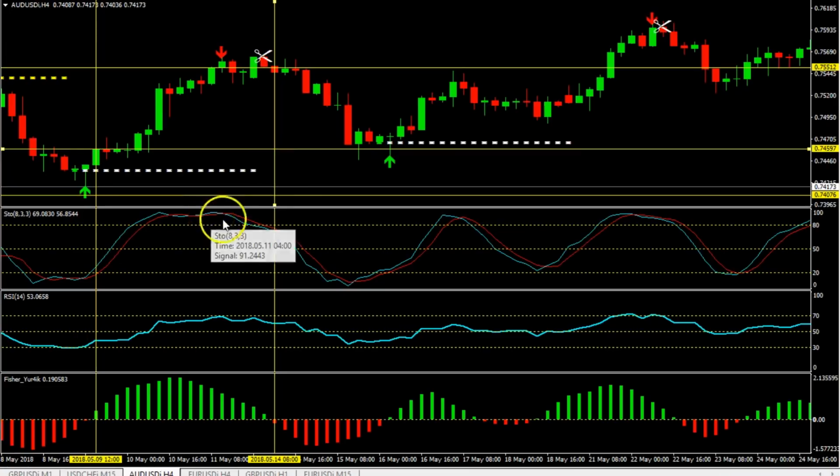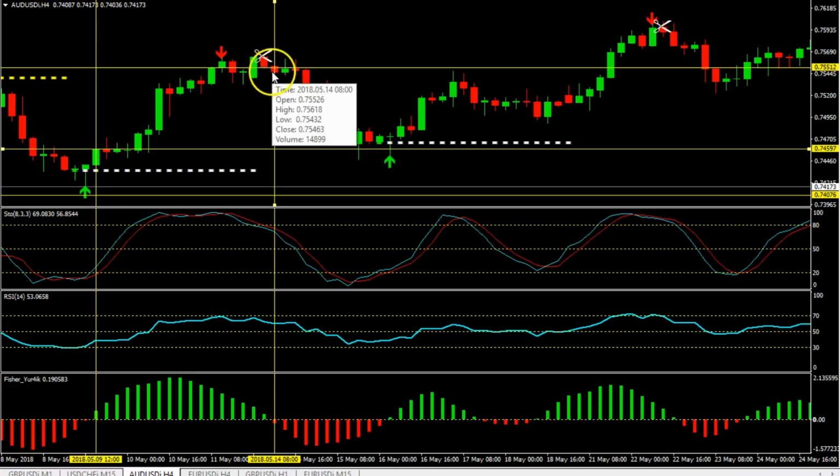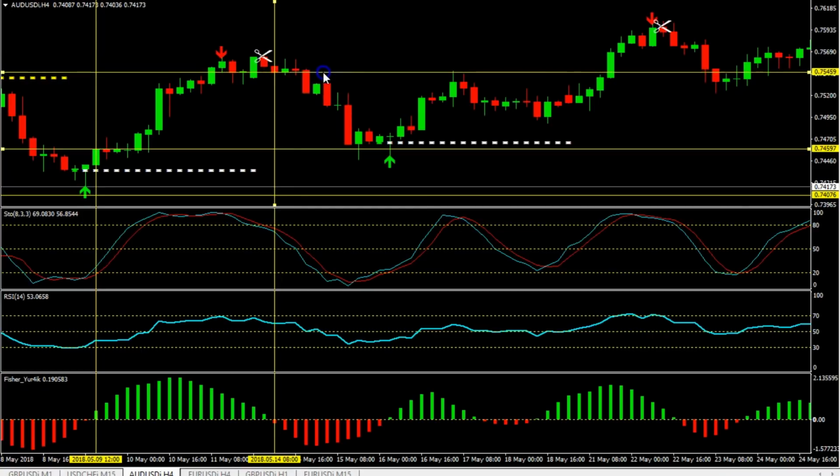The stochastic is going down, the RSI is sloping down, and the Fisher has turned red, so you will sell. You will sell at the open of the new candle, which is this green candle. So you will sell here. Okay, and your stop loss will be 5 pips above the high, which is somewhere here. I think this one is the high.